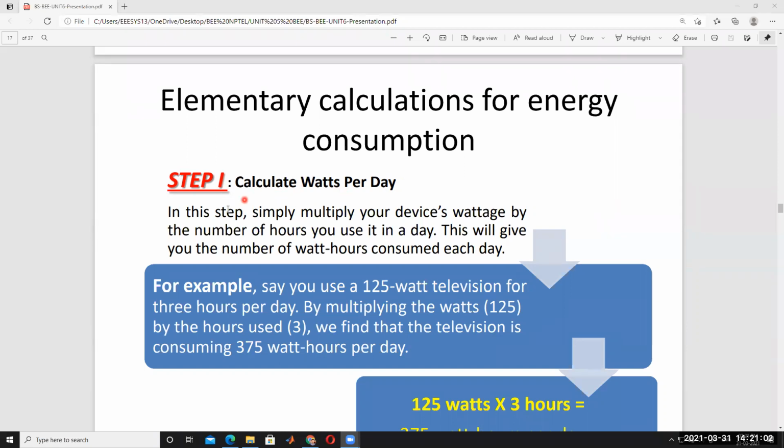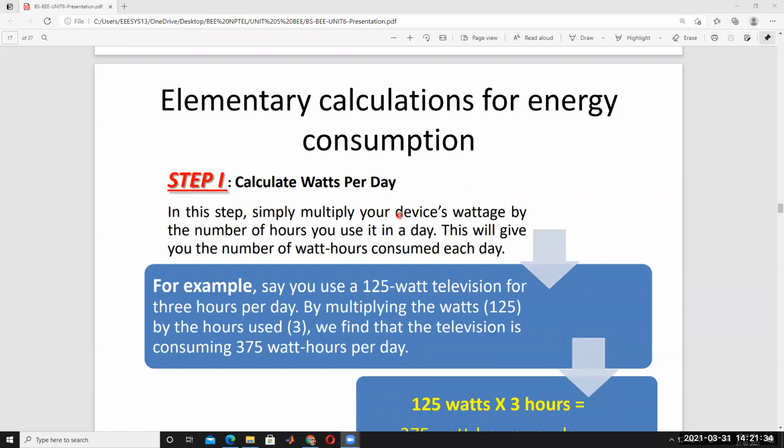In this step, simply multiply your device's wattage by the number of hours you use it in a day. Simply multiply the number of hours by the watts. Device wattage: the device has some rating, like 125 or 150, in the form of watts.